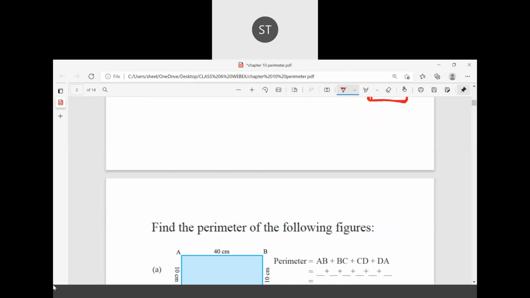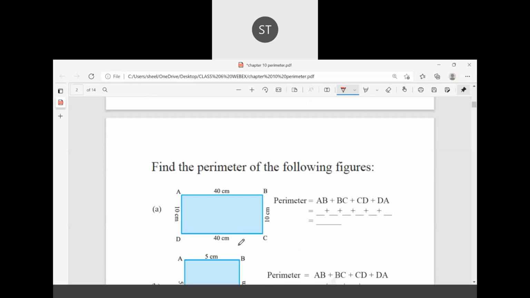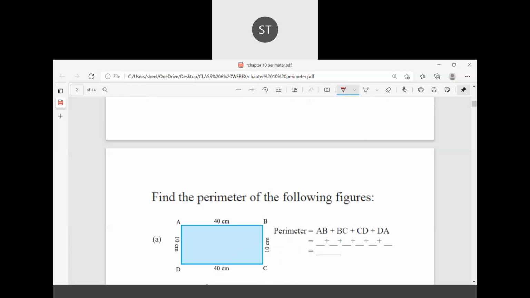If you understood this one, you can do one example here. Find the perimeter of the following figure. The length AB is given as 40, BC 10, CD 40 and AD 10. Now we have to calculate the perimeter. We'll just substitute here. Instead of AB, the length is 40 here. BC, the length is 10 here. Then CD, it is 40 again. Then AD, it is equal to 10 here.